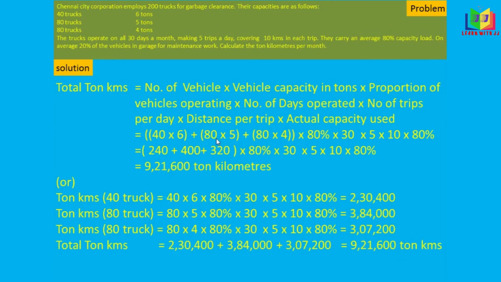Once again, I'll repeat. For 200 trucks, in a single formula we can do it like this: 40 into 6, 80 into 5, 80 into 4. First we solve this and add, and then only multiply with the other things. This is one method. The other is for 40 trucks alone, for 80 trucks, and for the next 80 trucks, and we can add these three. We'll get the same answer.